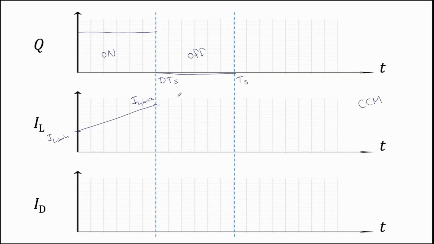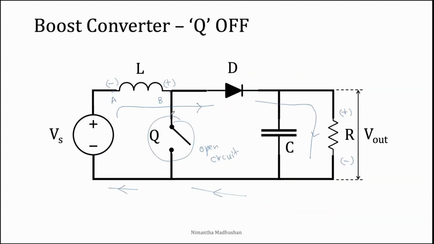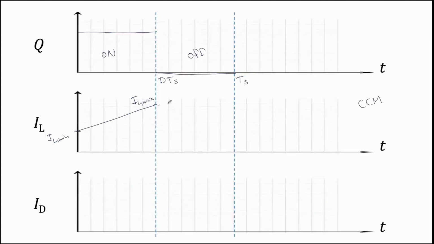And if we consider the turn off time, the inductor releases its energy, so the current comes back to IL min during this turn off time. The current will gradually decrease to IL min.